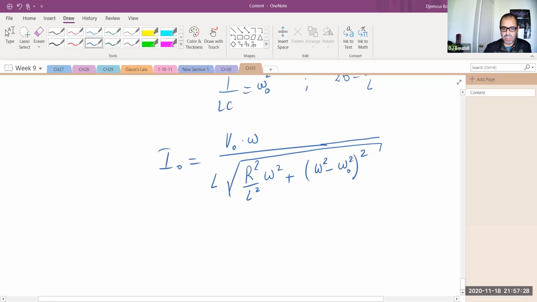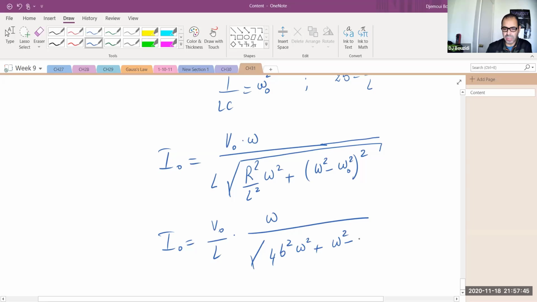So the expression then looks like this. I naught is equal to V naught over L times omega over the square root of 4B squared omega squared plus omega squared minus omega naught squared, and the whole thing squared. This is in terms of the terms that we defined a long time ago. The reason why I like it this way is because now we can take the derivatives. As a matter of fact, there is another simplification.